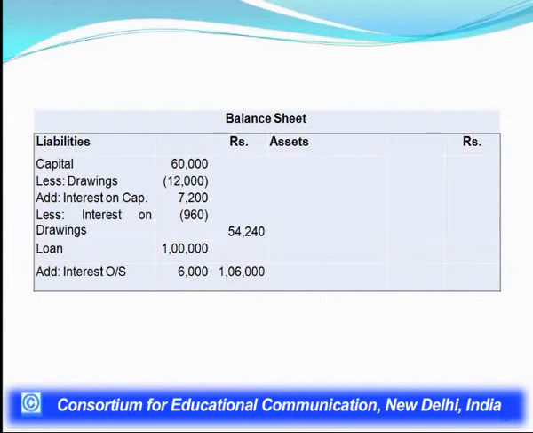Then another item is the loan. Loan is a liability, so loan is 1 lakh given. Then outstanding interest we have calculated 6,000. As we know, the outstanding interest is added to the loan. So we have added here the outstanding interest rupees 6,000. So the total balance 1,06,000 is shown in the balance sheet.